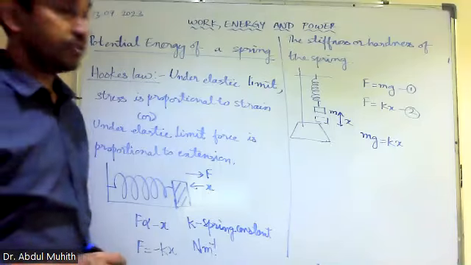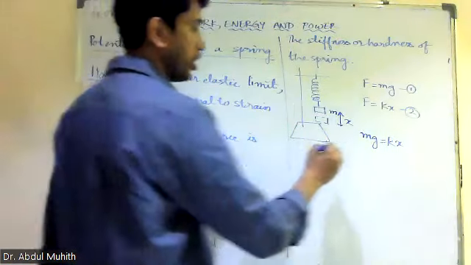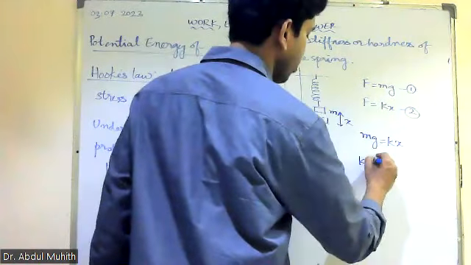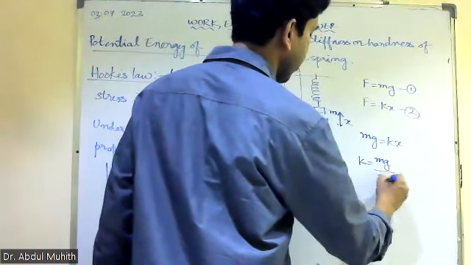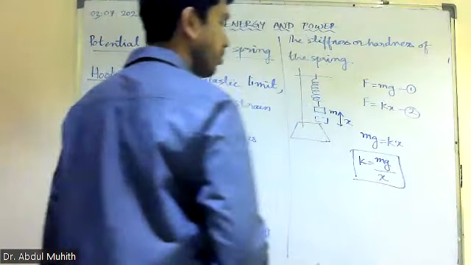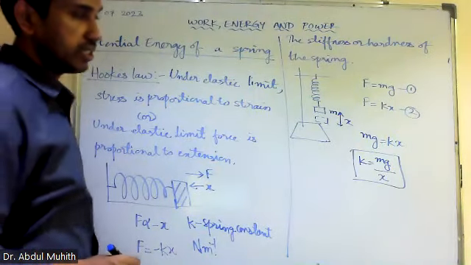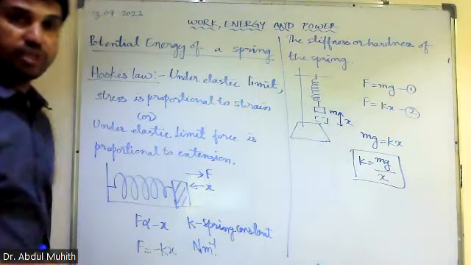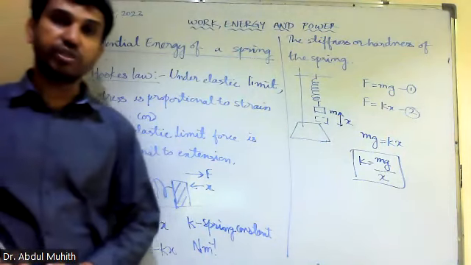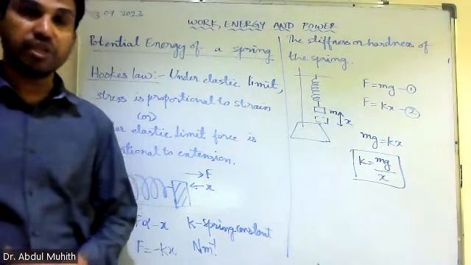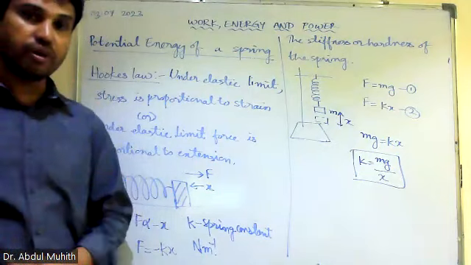So F is equal to mg, and mg is equal to kx. So k equals what? mg by x. This is the way we calculate the spring constant. m is the mass connected to the spring, g is the gravity, x is the extension. Sometimes the extension is given in centimeters and mass is given in grams. In that case, what will be g?